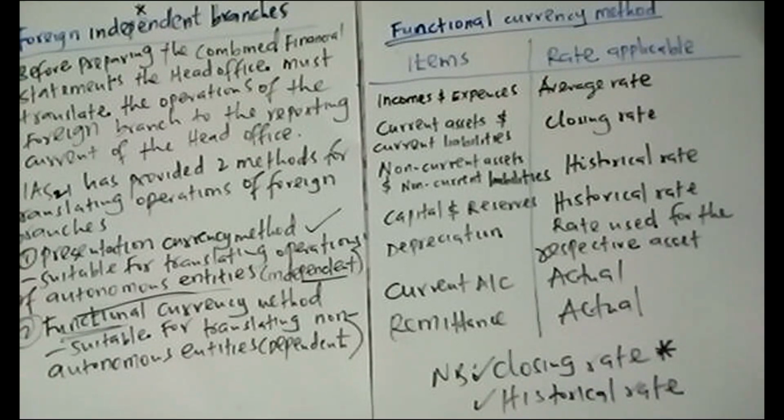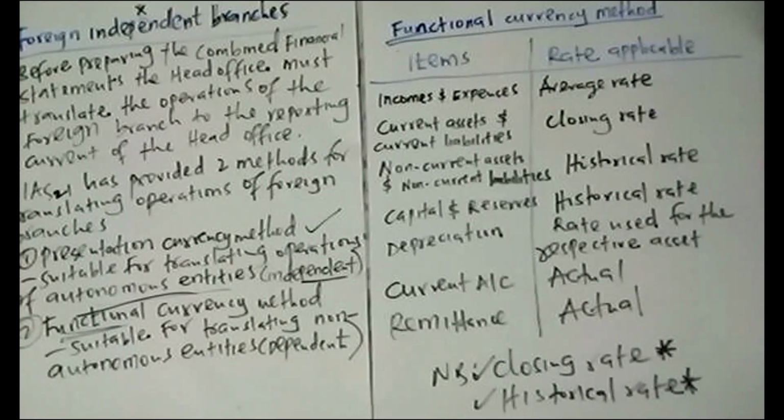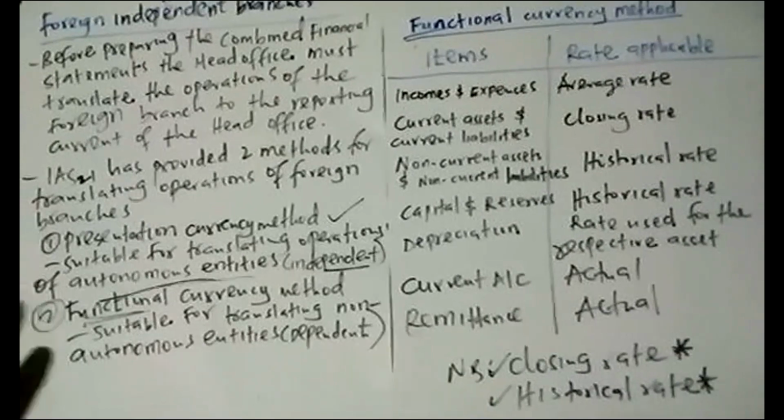Then the historical is the rate which was prevailing on the date when the foreign branch was acquired. So as at that date, the rate would be given again. So that is what you need to understand for now concerning foreign independent branches.